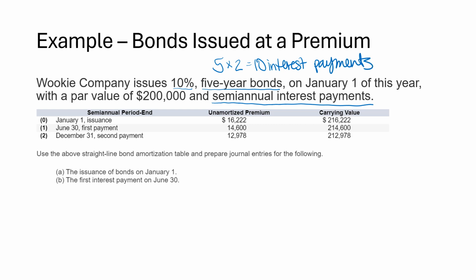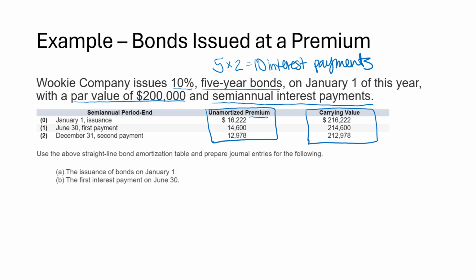They're issued on January 1st with a par or face value of $200,000. Now, in looking at the table below, you should recognize it just a little bit because we filled out something similar to this in the discount lecture. You see that you have two columns here, the unamortized premium and the carrying value. Remember in the discount lecture when we were looking at the example, we had a very similar table. The only difference here was that it was unamortized discount instead of unamortized premium.